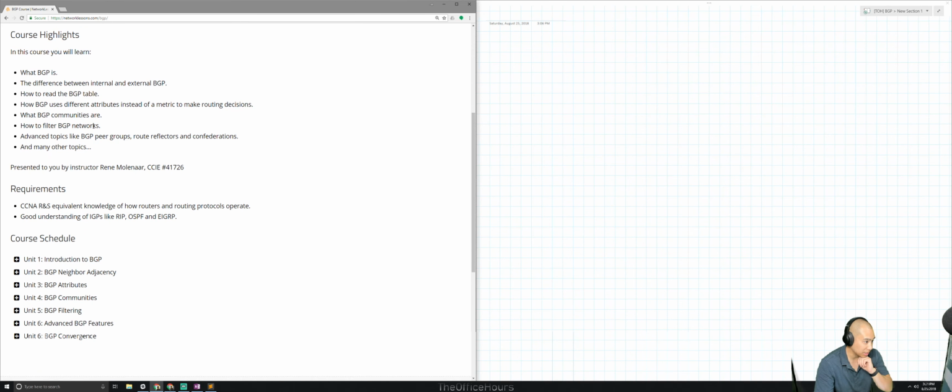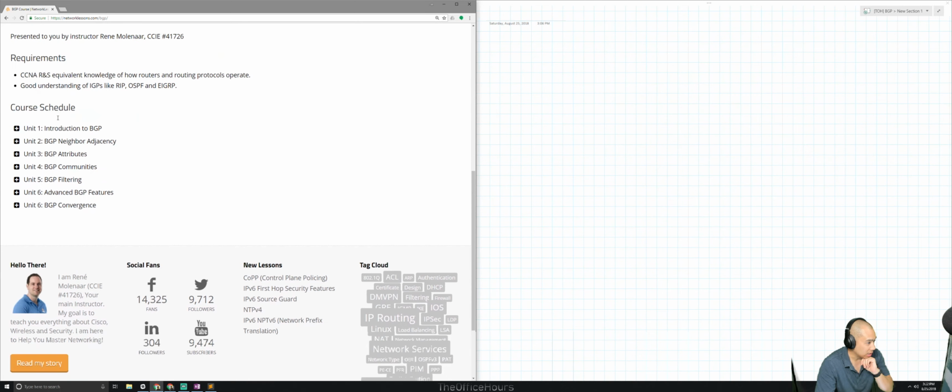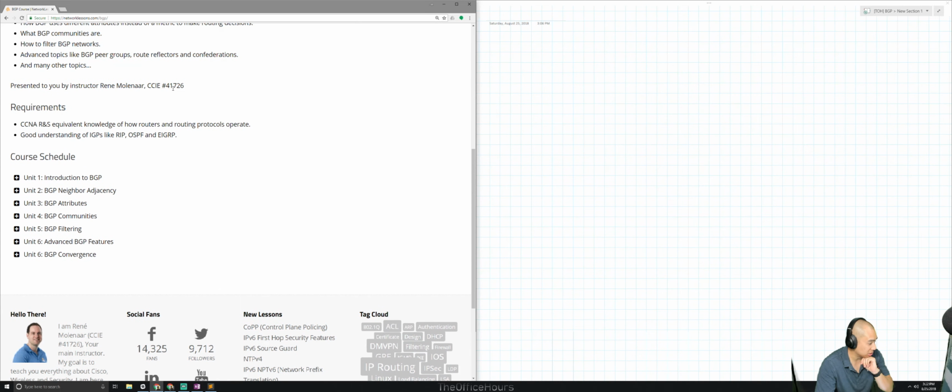The course highlights are what BGP is, the differences between internal and external BGP, how to read the BGP table, how BGP uses different attributes instead of metrics to make routing decisions, what BGP communities are, how to filter BGP networks, advanced topics like BGP peer groups, route reflectors, and confederations, among many others. This is presented by Rene Molinaro. I suppose he's a CCIE, and there's his number.